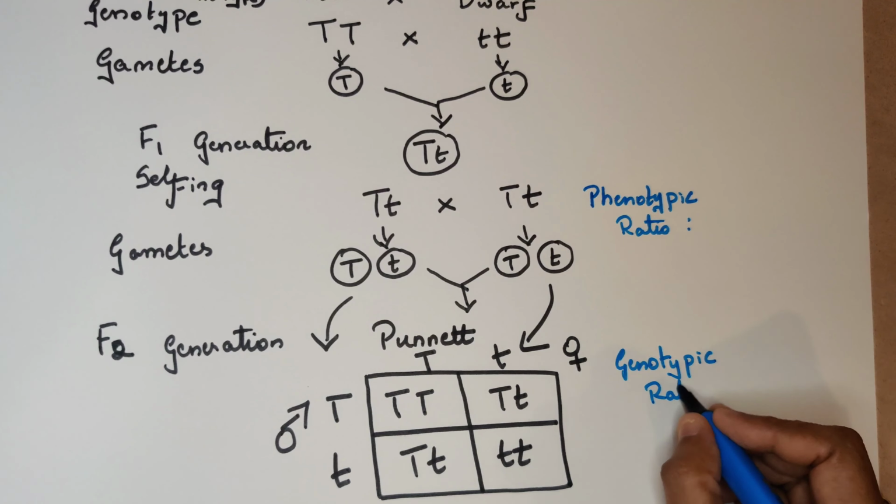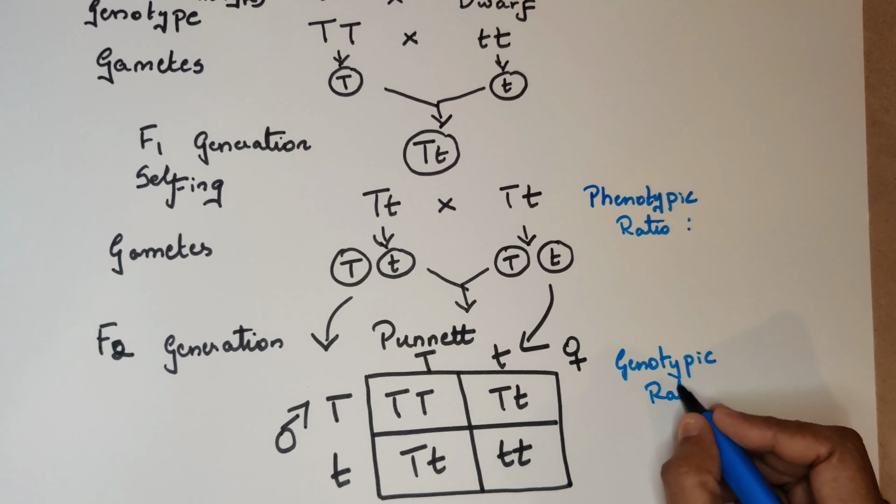Coming to the next one, genotypic ratio. How many are homozygous tall? If you take homozygous tall, there is only one. So you write here 1 which is homozygous tall. How many are heterozygous tall? Capital T small t, capital T small t. So it is 2. So it is capital T small t. How many are homozygous dwarf? There is only 1. So 1:2:1 is the genotypic ratio for this F2 generation. So this is how you should work out the monohybrid cross.